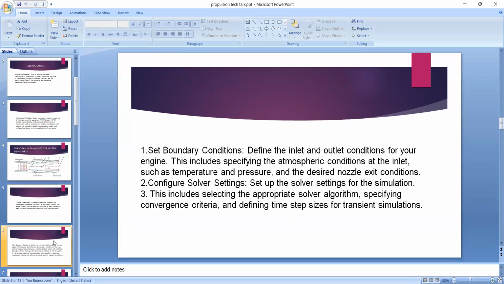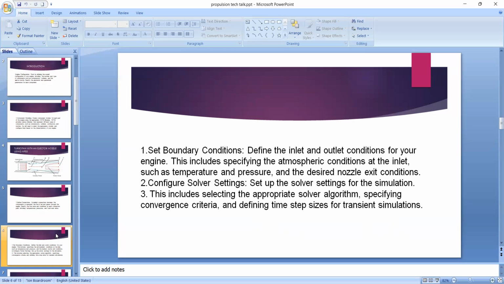Set boundary conditions. Define the inlet and outlet conditions for your engine. This includes specifying the atmospheric conditions in the inlet, such as temperature and pressure, and the desired nozzle exit conditions.